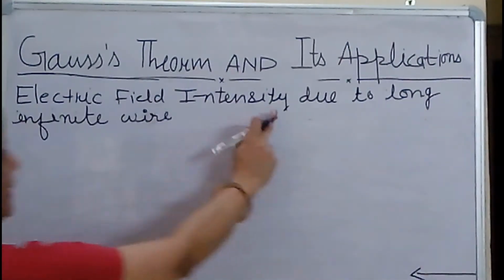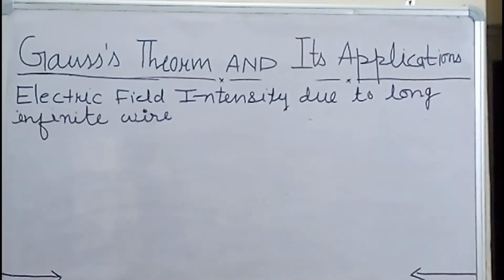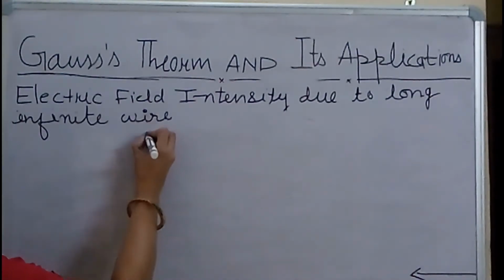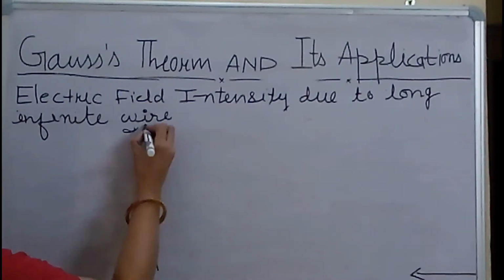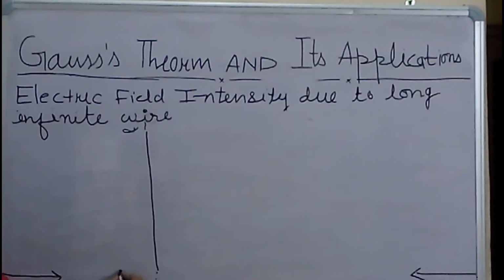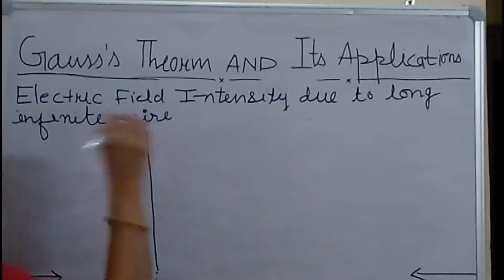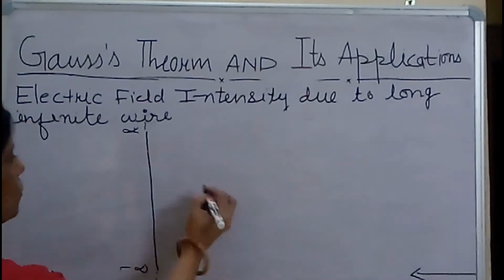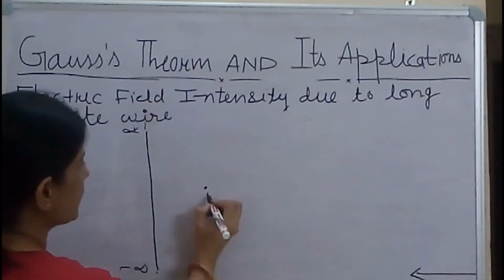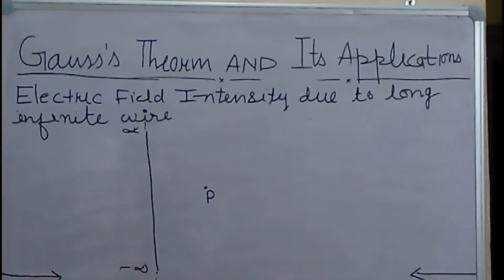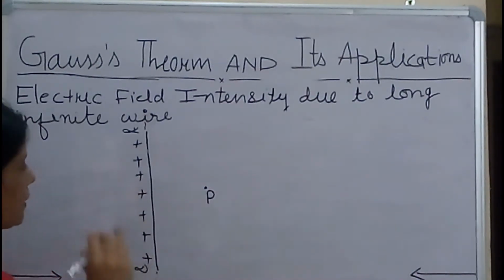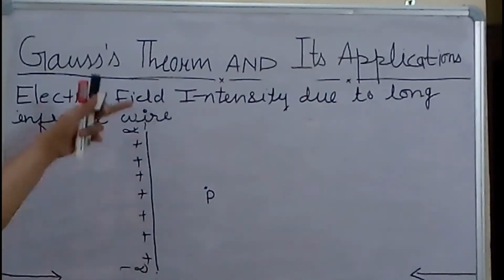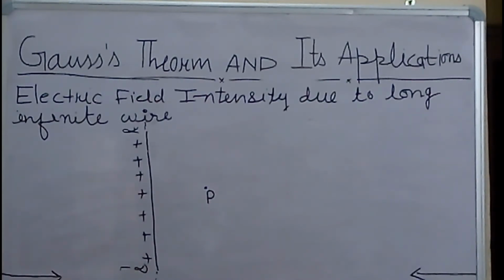So, electric field intensity due to a long infinite wire. Suppose we have a long infinite wire, a wire of infinite length, and we have to find the value of electric field intensity at a point P. Suppose this is positive charge lying on this line, the long infinite wire.